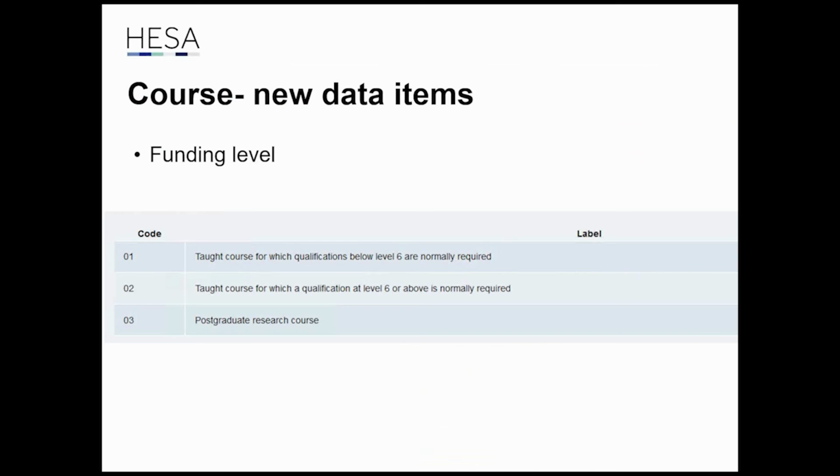I mentioned earlier that one of the concepts we've taken out of the qualification category field is that idea of whether a certain qualification is a prerequisite for course entry. That's because it is replaced by this field. So we know, for example, from valid entry 2, taught course which qualification at level 6 or above is normally required. That's the equivalent of the course saying valid entries at the moment that say that a qualification at level H is a prerequisite for course entry.